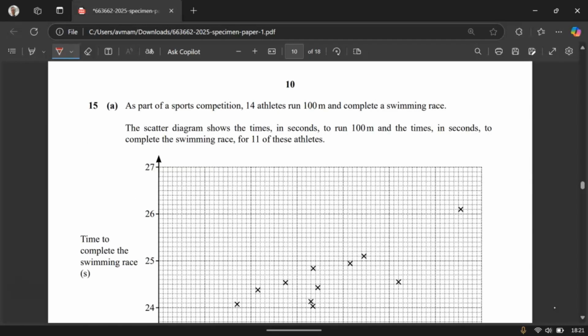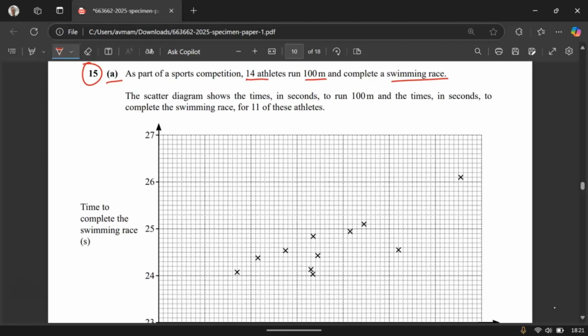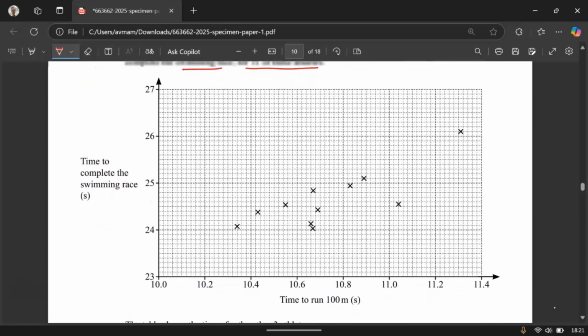In my last videos, I finished working all the way up to question 14. Now let us start question 15. A. As part of a sports competition, 14 athletes run 100 meters and complete a swimming race. The scatter diagram shows the times in seconds to run 100 meters and the times in seconds to complete the swimming race for 11 of these athletes. Here is the scatter diagram.